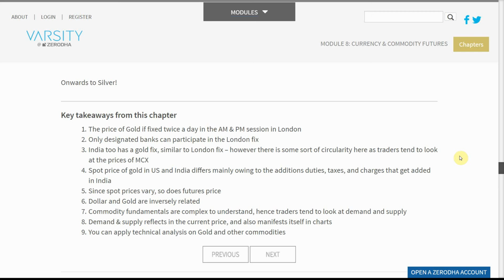Hence, traders tend to look at demand and supply. Demand and supply reflects in the current price, and also manifests itself in charts. You can apply technical analysis on gold and other commodities.